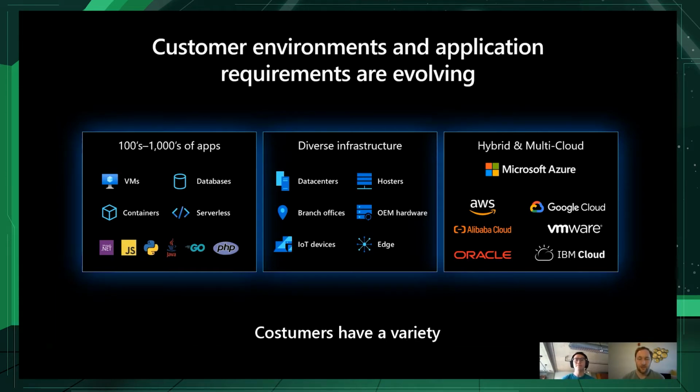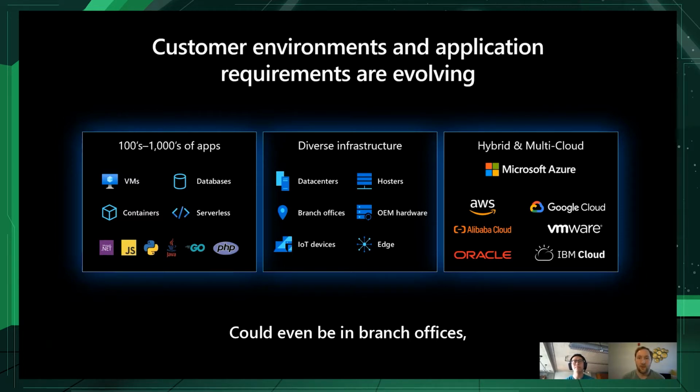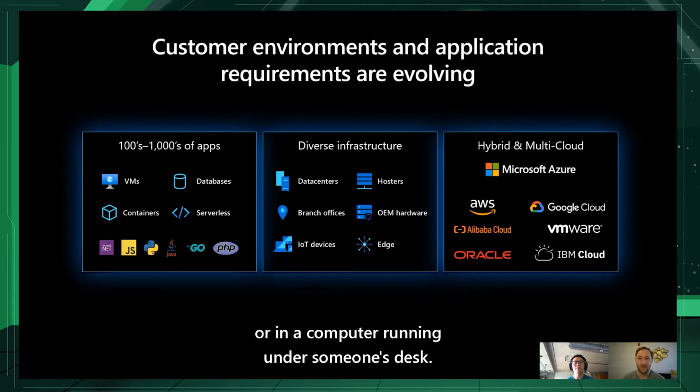Customers have a variety of different application architectures. There's a traditional monolith still running on VMs and physical servers. There are containerized apps, as well as some that have been ported all the way to serverless functions and other platform as a service technologies. And these are running all over the place. There are distributed data centers across the world. There might be use of multiple cloud providers. It could even be in branch offices or on a computer running under someone's desk. And this is a pretty common story across all the customers we talk to.